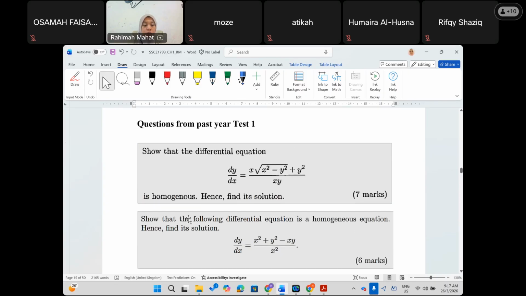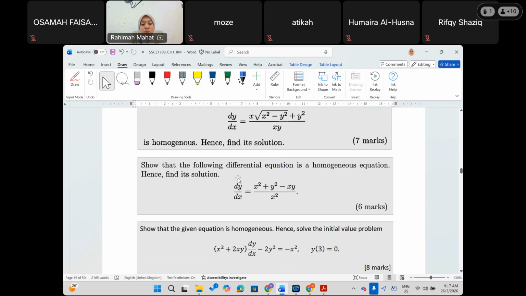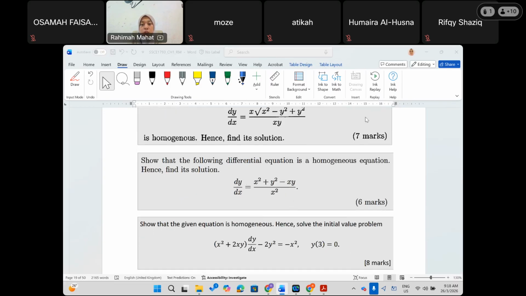Show that this is homogeneous. So how do you check for homogeneous? You substitute lambda x and lambda y. If after you do the substitution, you get the similar equation, then you can conclude that it is homogeneous. If not, that equation is not homogeneous. Similarly for the second question here, you need to check first whether it is homogeneous or not. If it is homogeneous, then you can find the solution.